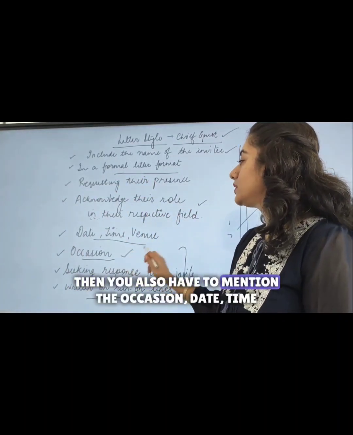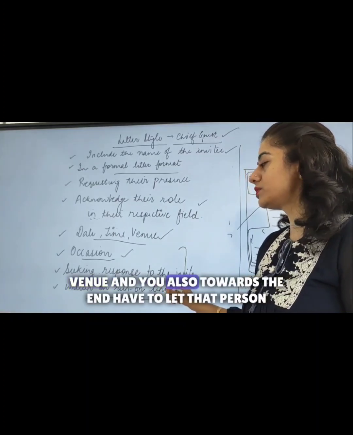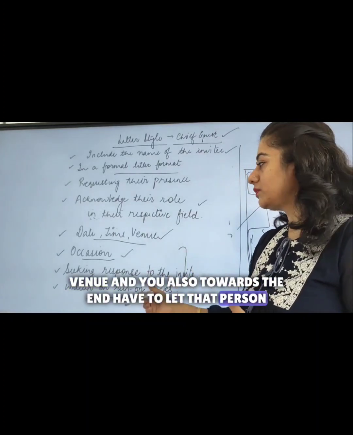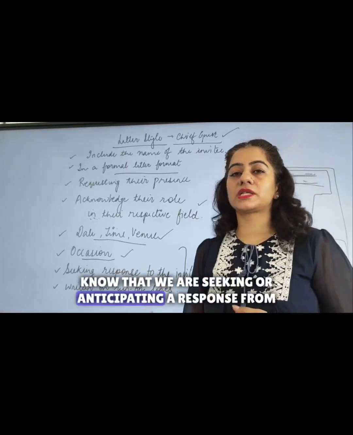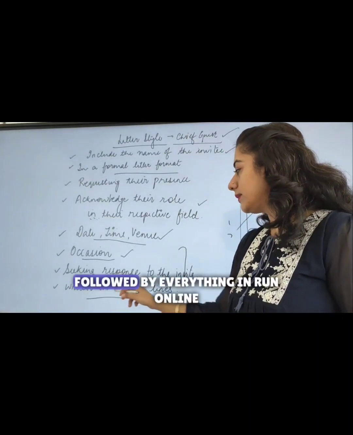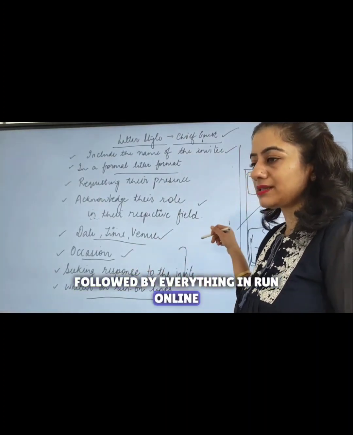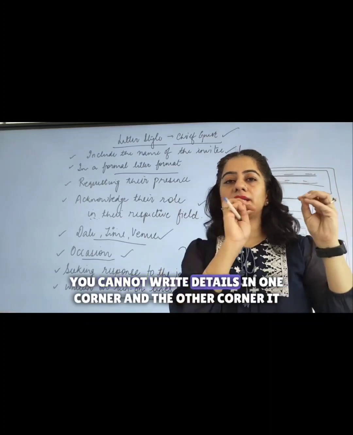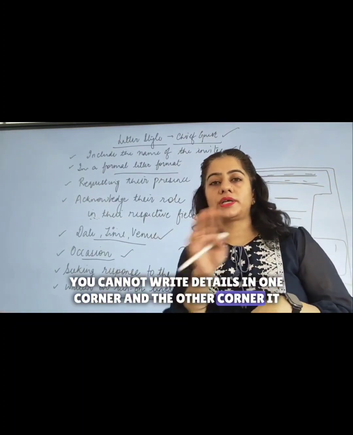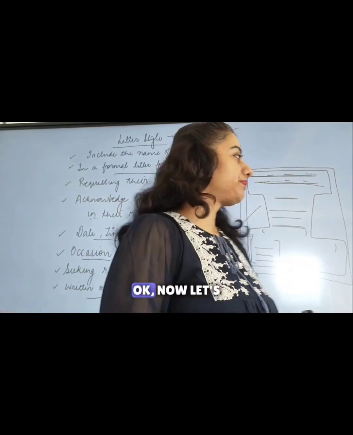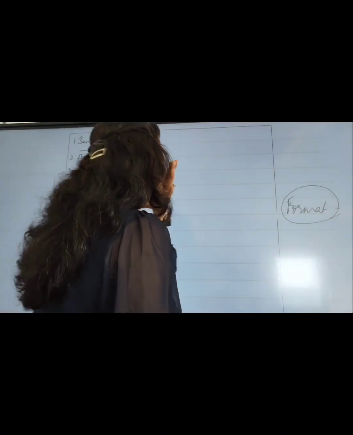Then you also have to mention the occasion, date, time, venue, and towards the end you have to let that person know that we are seeking or anticipating a response from their end. Followed by everything in run-on lines. Since it's a letter, you cannot write details in one corner and the other corner. It has to be in run-on lines. Okay. Now let's proceed further.